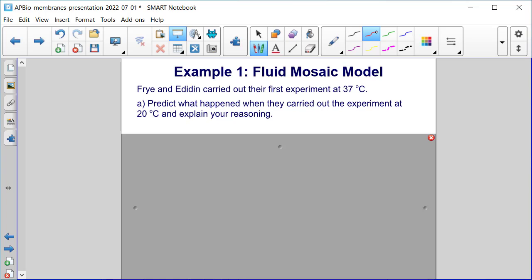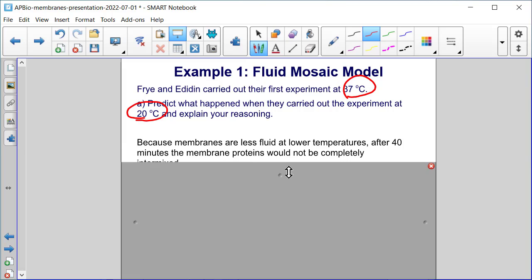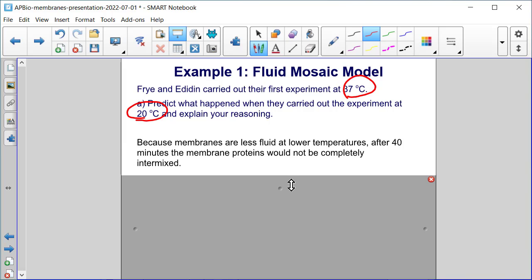All right, so at 37 degrees, Fry and Eddington saw even mixing of those mouse-human hybrids, right? What would happen at 20 degrees Celsius? So it's a decrease in temperature. And then explain your reasoning. So because membranes are less fluid at lower temperatures, after 40 minutes, the membrane proteins would be mixed, but not completely intermixed, as we saw at 37 degrees Celsius.